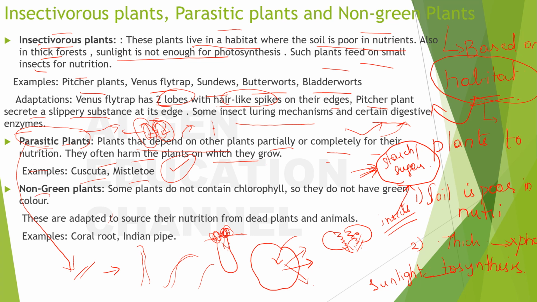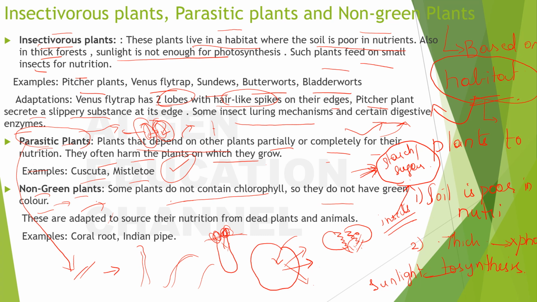Now, non-green plants. What are these? Some plants do not contain chlorophyll, so they do not have the green color. If they don't have the green color, it means that because of the lack of chlorophyll, they won't be able to make their own food, right? So how will they survive then? Insectivorous plants survive on feeding on insects, and parasitic plants depend on other plants.